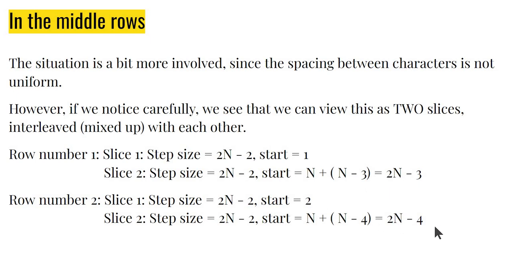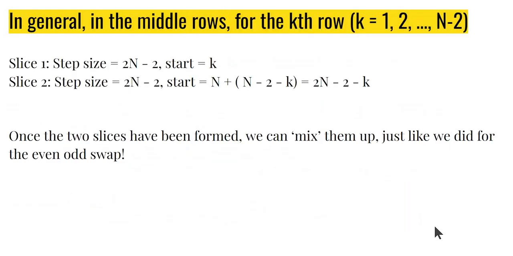Now again, please convince yourself this is all reasonable to you. In general, if I'm looking at row number k, basically my step size is still 2n minus 2. Start for the first slice is at letter k, which is for example 0, 1, 2, 3.